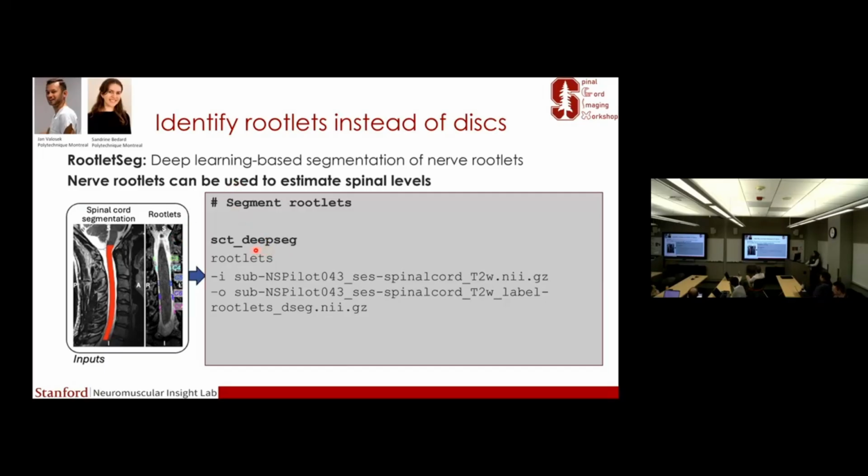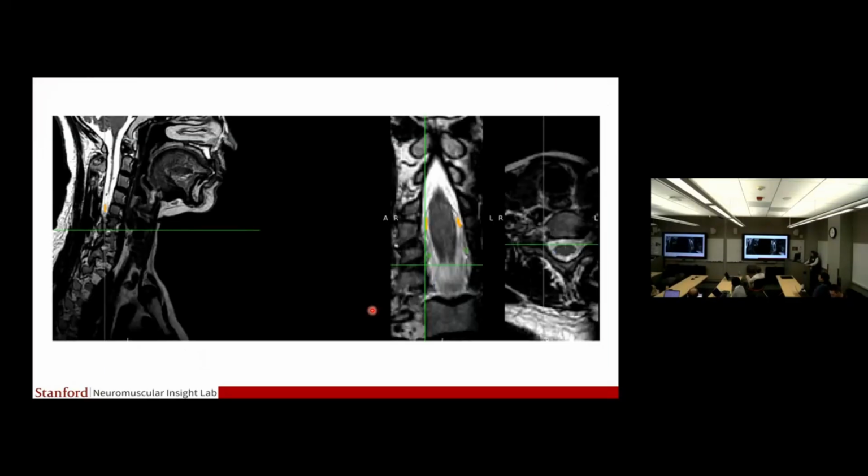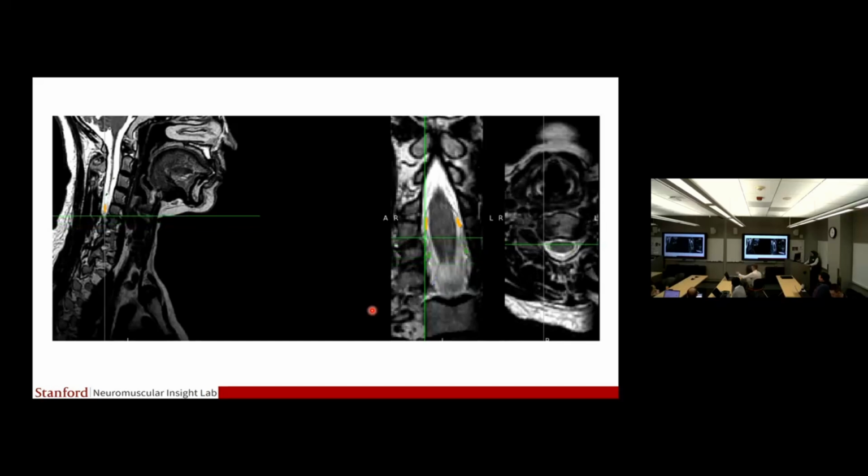So how do we use that? It's again under the sct_deepseg command. We just call the rootlets. So there are a bunch of options for deepseg, and this is the rootlets one. This is the input, and this will be our output. And this is how it looks on our subject.